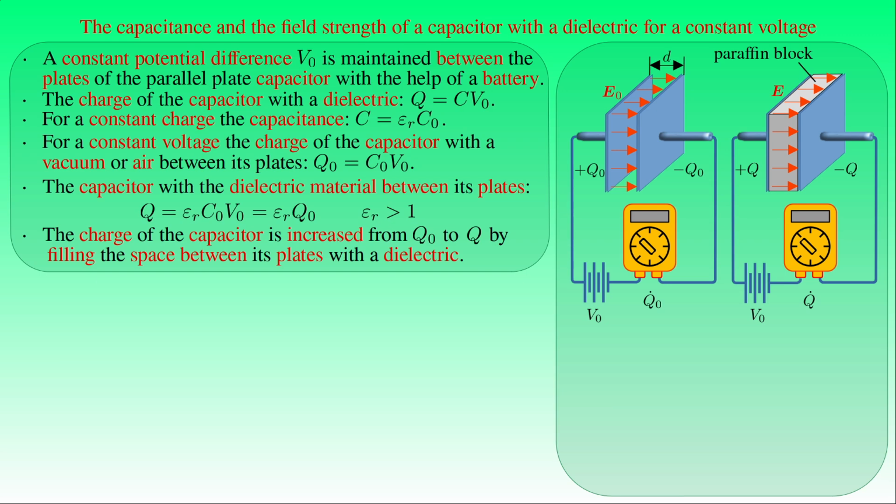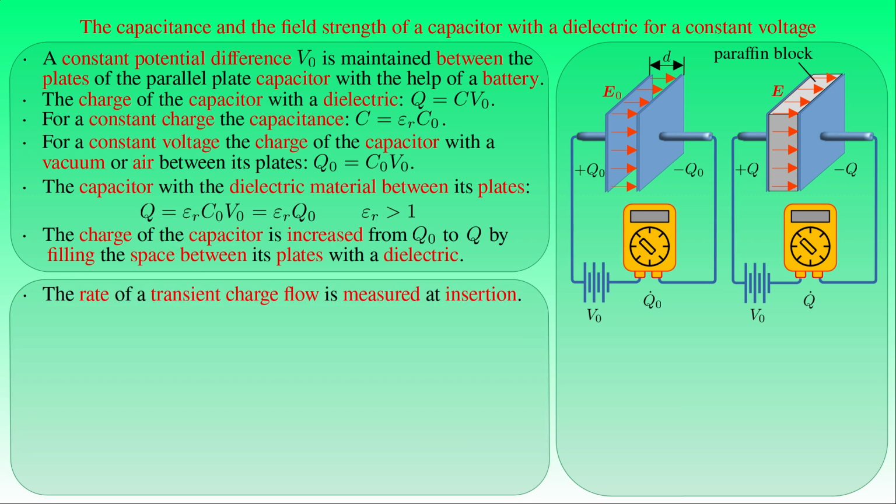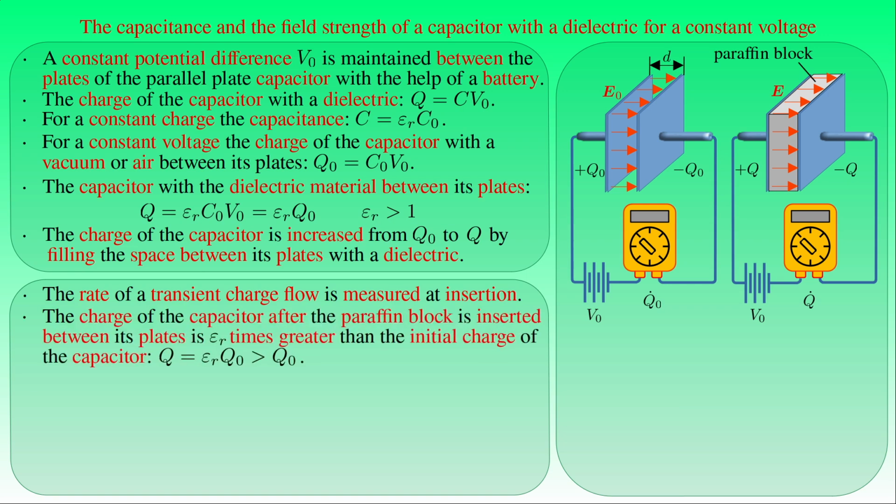When the dielectric is inserted between the plates of the capacitor, the electrometer indicates a transient electric current in the circuit. If the time of the transient flow of electric charge during which the paraffin block is inserted between the plates is known, then the change in the charge of the capacitor from Q0 to Q can be determined. We will find that the electric charge of the capacitor after inserting the paraffin block between the plates is epsilon r times greater than the charge of the capacitor with a vacuum or air between its plates.